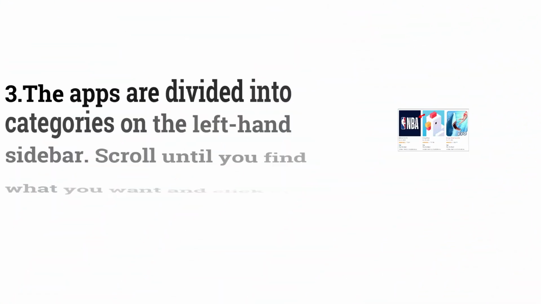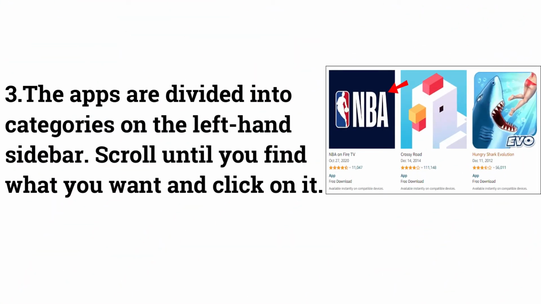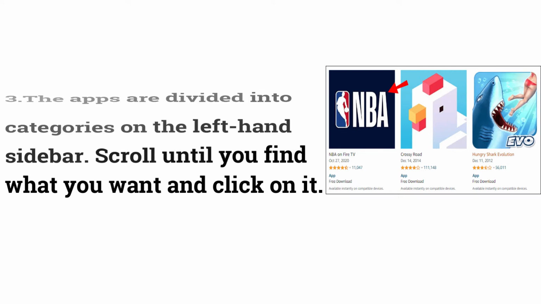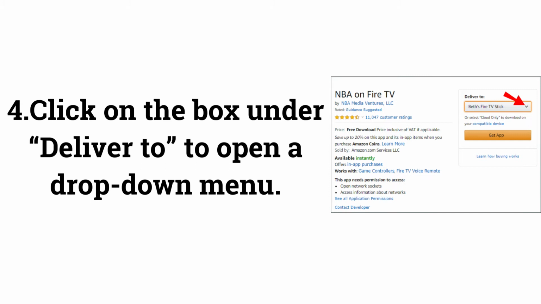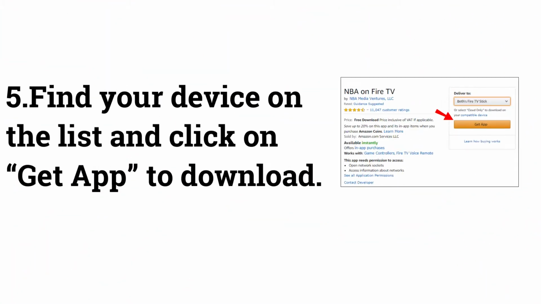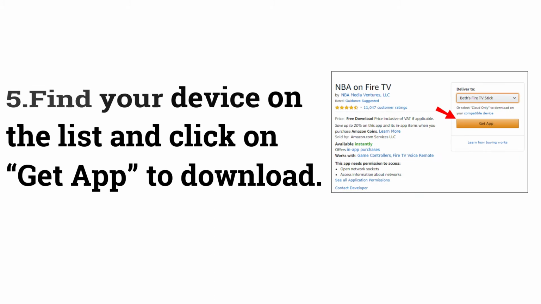The apps are divided into categories on the left-hand sidebar. Scroll until you find what you want and click on it. Click on the box under Deliver to open a drop-down menu. Find your device on the list and click on Get App to download.